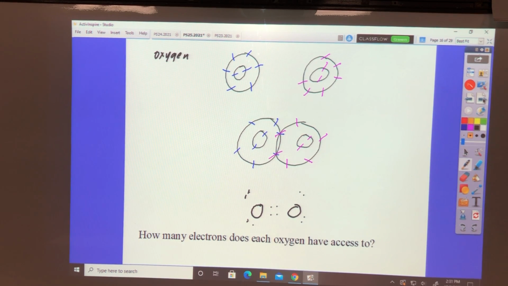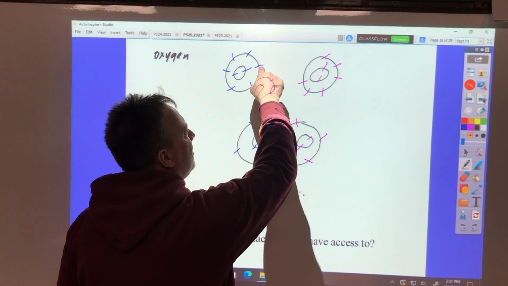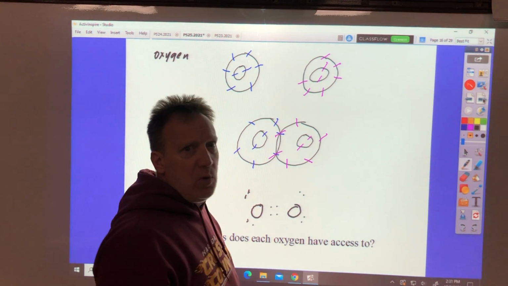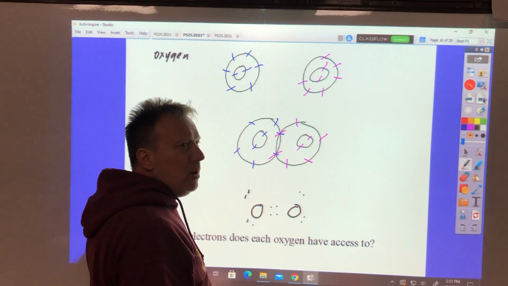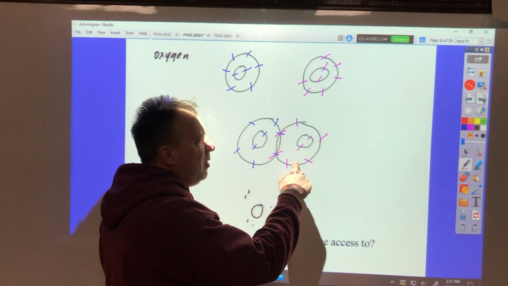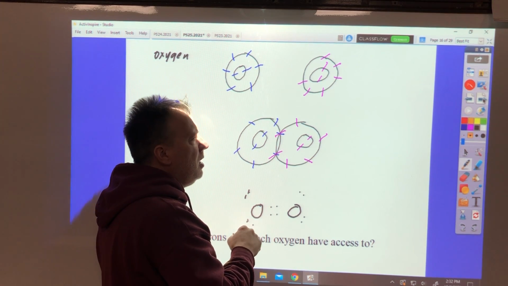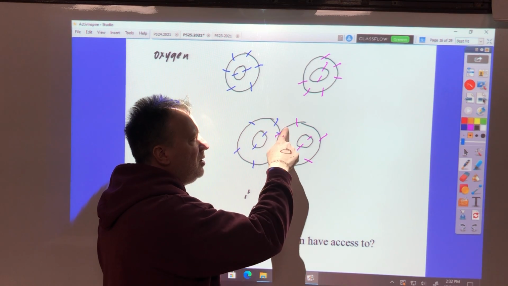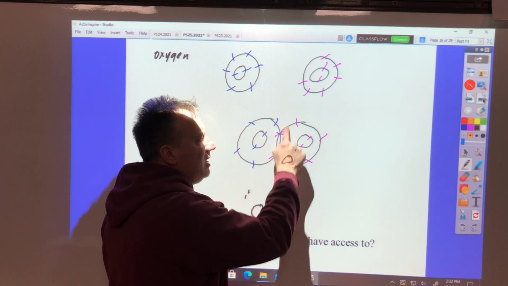Okay, oxygen kind of looks like this. Here's an oxygen that has 1, 2, 3, 4, 5, 6. There's another oxygen that has 1, 2, 3, 4, 5, 6. Well, they both want 8, so how are they going to manage that? Well, if they get up in each other's business, this oxygen has its 6 but shares that electron and that electron, and this oxygen has its 6 but shares that electron and that electron. Everybody has access to 8.